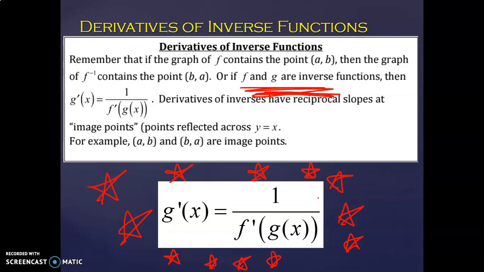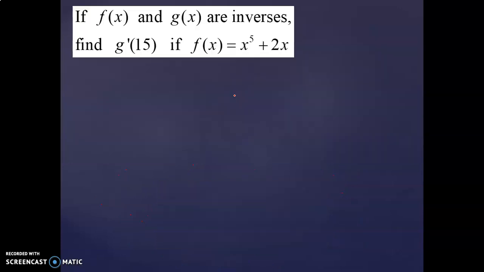If you don't care, just memorize this formula and then watch how we apply it. All right, so f and g are inverses. I want to find g prime of 15 if f of x is equal to x to the 5th power plus 2x. So I'm going to start with my formula. G prime of x is equal to 1 over f prime of g of x. So this is the formula that I'm going to be working with. On this problem, it wants to know what g prime of 15 is. So g prime of 15 is going to be 1 over f prime of g of 15.